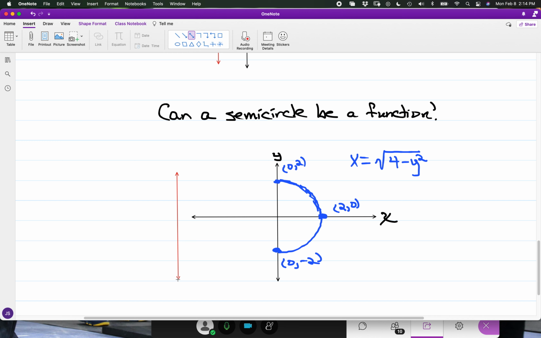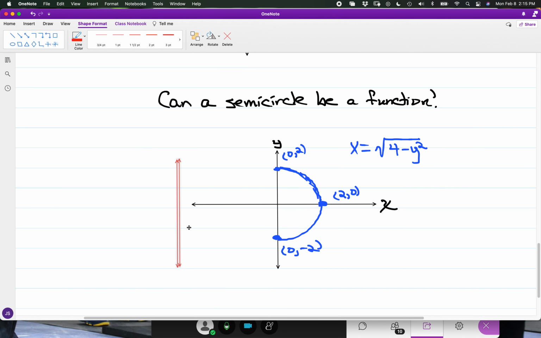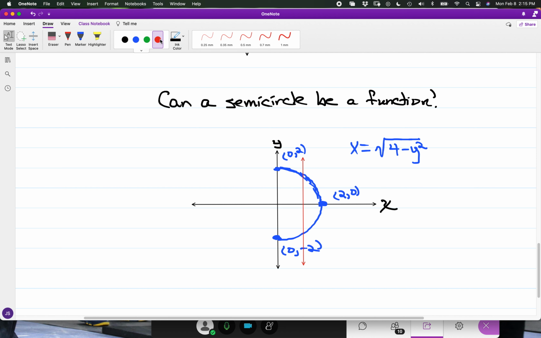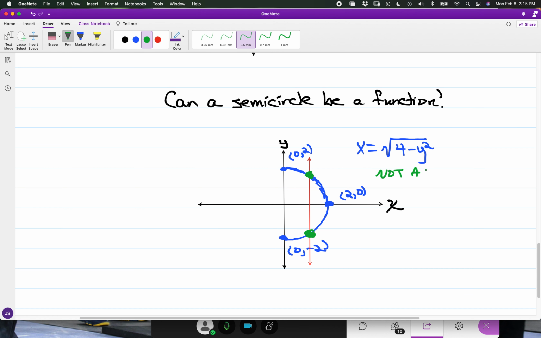And if I try, again, running a vertical line through this, once I get past the y-axis, we have the problematic situation where we have 2 points of intersection at the same x value. So this semicircle, again, is not a function.